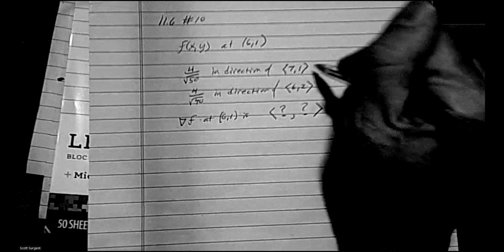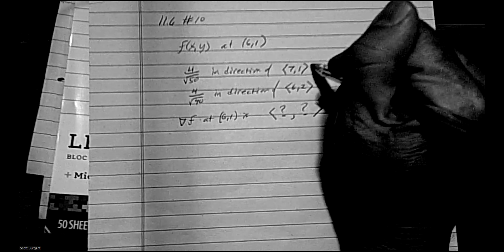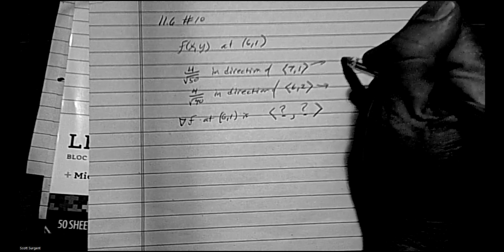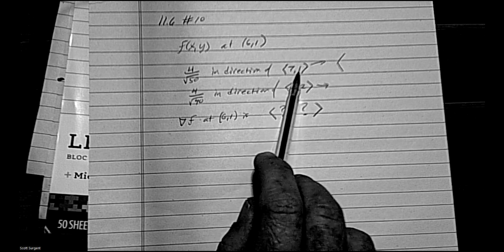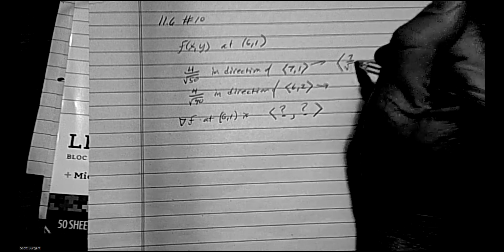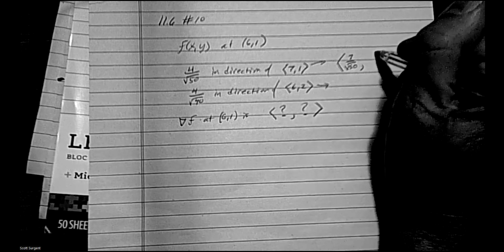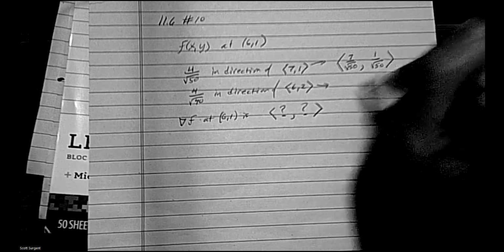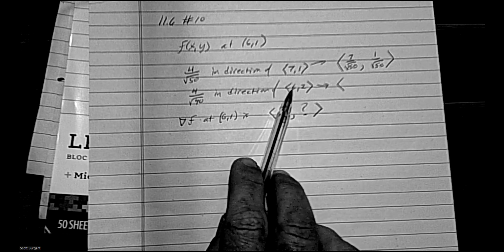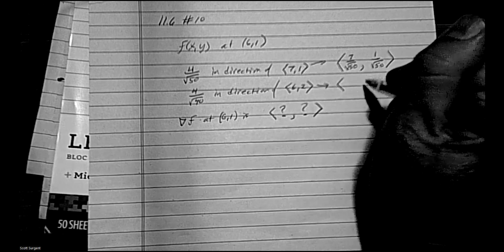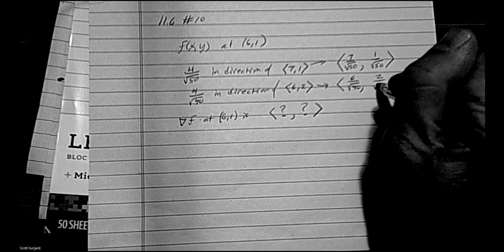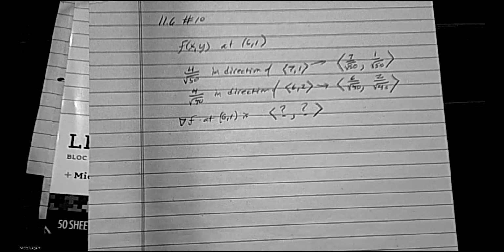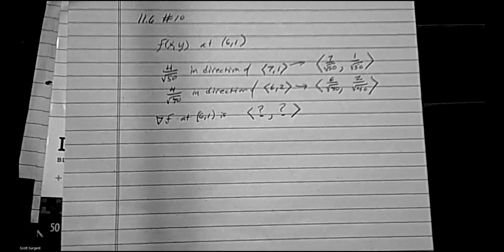So first of all, whenever you're doing directional derivatives, you've got to convert these into unit vectors. So this will be the square root of 49 plus 1, so square root 50. So it'll be 7 over rad 50, 1 over rad 50. This will be 36 plus 4 is 40, so over square root 40, so 6 over square root 40, 2 over square root 40. Okay, so that's what we need to use for our directional derivatives.